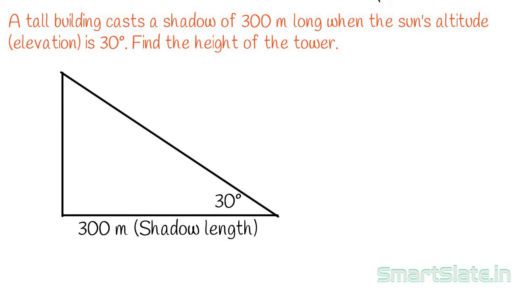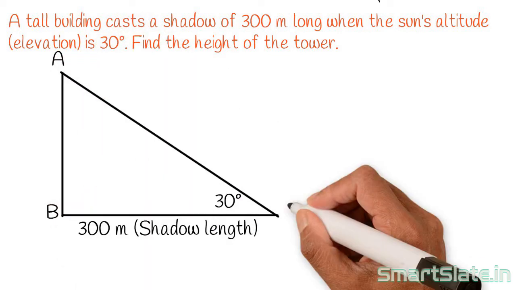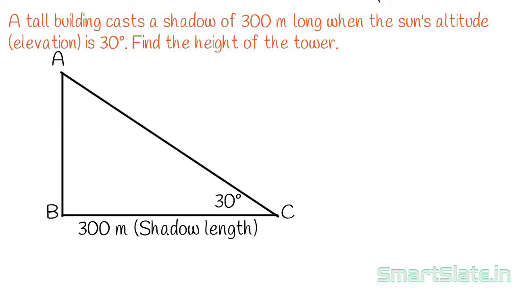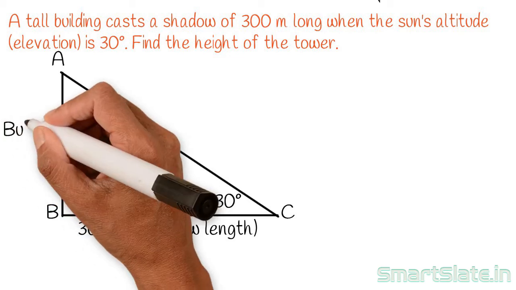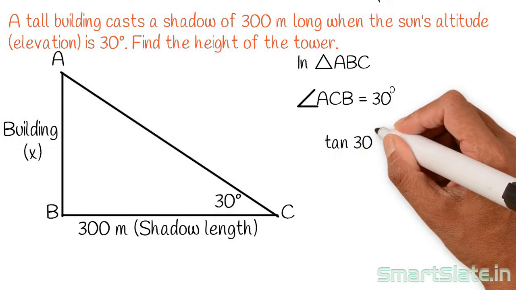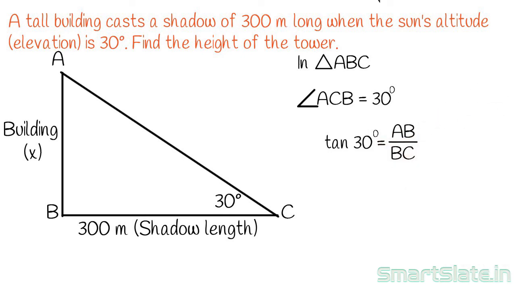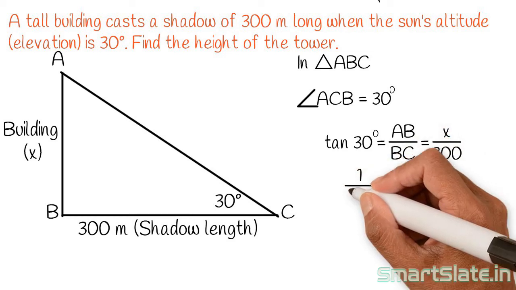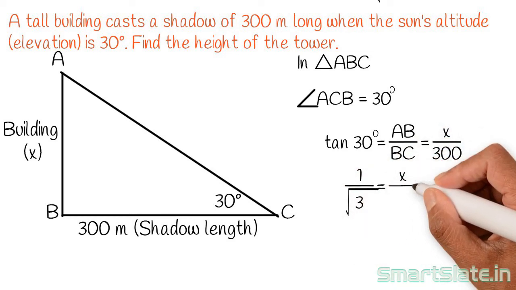Notice, the building and sun ray make a right angled triangle ABC. AB is the tall building. BC is the shadow which is 300 meters long. And angle C is the angle of elevation which is 30 degrees. We are supposed to find the length of the building. Let's call the length of the building AB as x. Tan 30 degrees is equal to AB by BC. It is x by 300. Tan 30 degrees is 1 by square root of 3. Hence, 1 by square root of 3 is equal to x by 300.